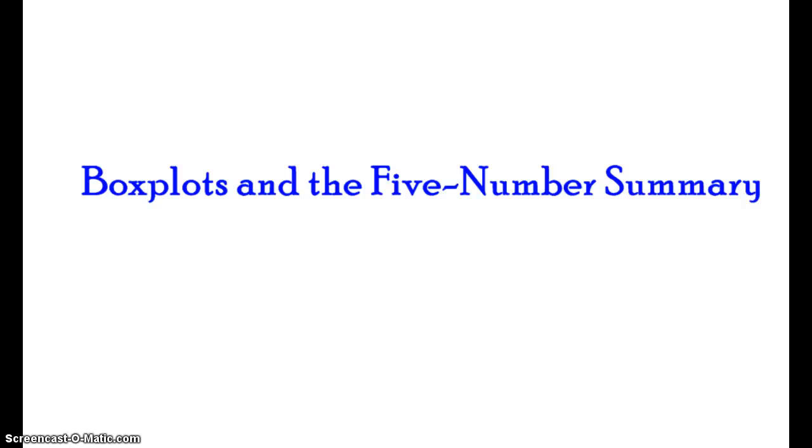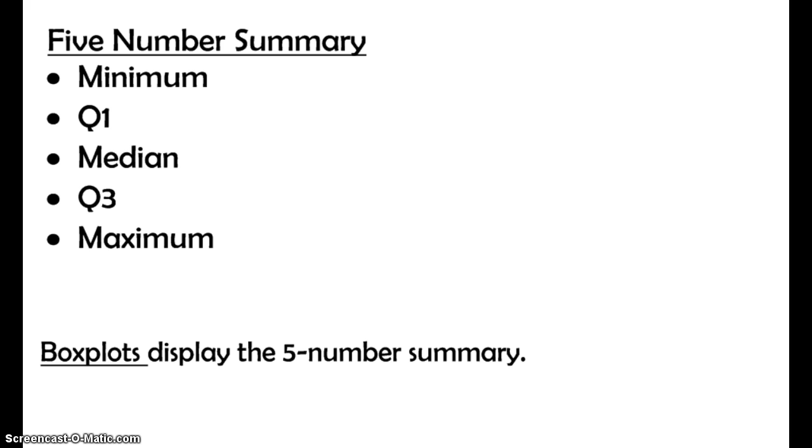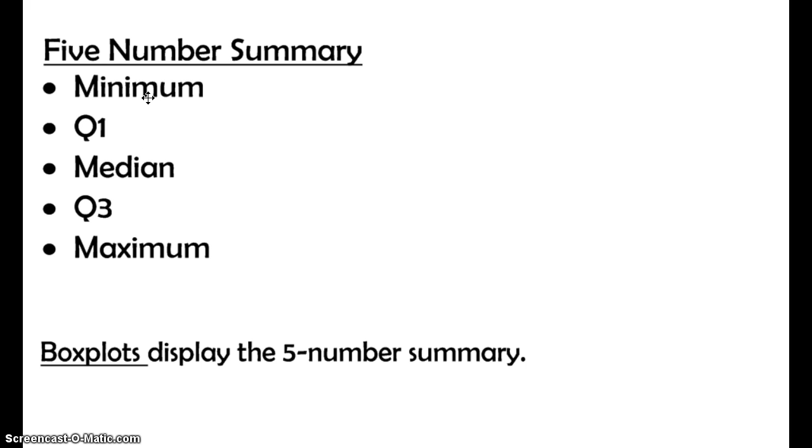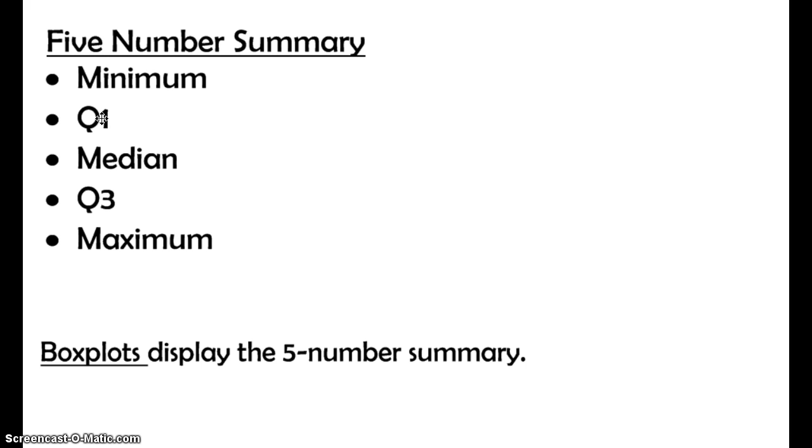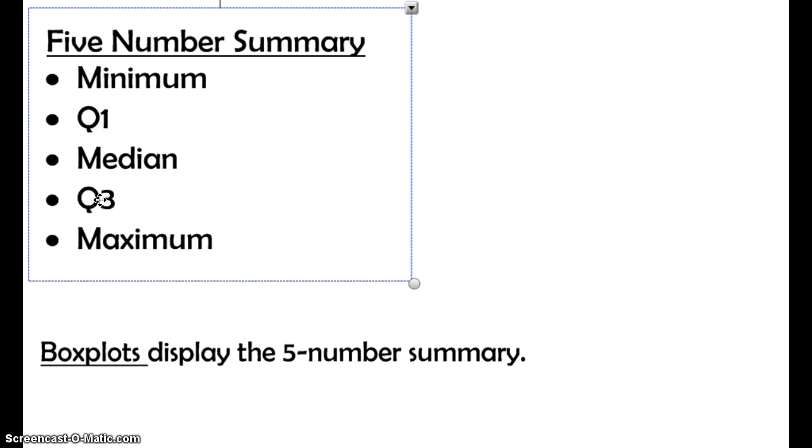Hi, it's Mitch Young, and today I want to talk to you about boxplots as a means of displaying the five-number summary for a distribution of quantitative values. As its name suggests, the five-number summary is a listing of five numbers. We have the minimum, followed by Q1, then the median, then Q3, and then the maximum.